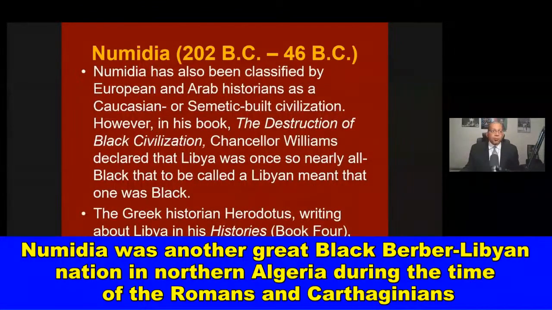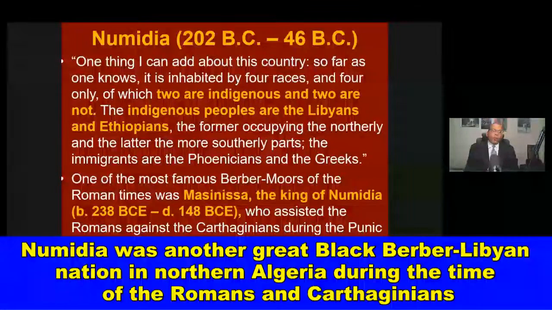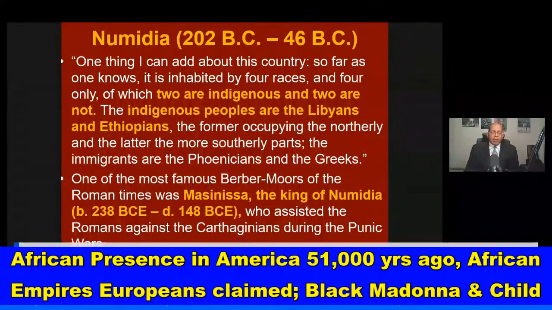All right. Now, Numidia has also been classified by European and Arab historians as a Caucasian or Semitic built civilization. However, in his book, The Destruction of Black Civilization, Dr. Chancellor Williams declared that Libya was once so nearly all black that to be called a Libyan meant that one was black. The Greek historian Herodotus, writing about Libya in his Histories, Book 4, stated, quote, "One thing I can add about this country, so far as one knows, it is inhabited by 4 people, of which 2 and 2 are not."